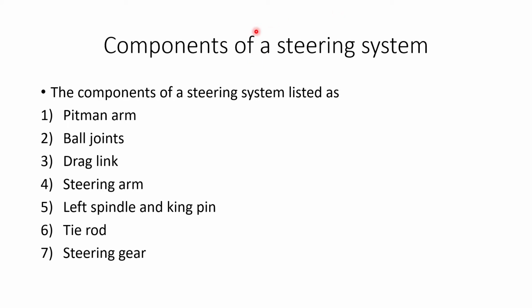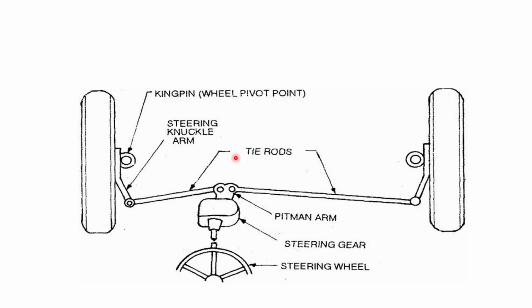Okay, components of a steering system. These are the components of a steering system: pitman arm, ball joints, drag link, steering arm, left spindle and kingpin, tie rod, steering gear. These are the main components of a steering system. And this is a pictorial representation of a steering system, which is showing different components in the steering system.